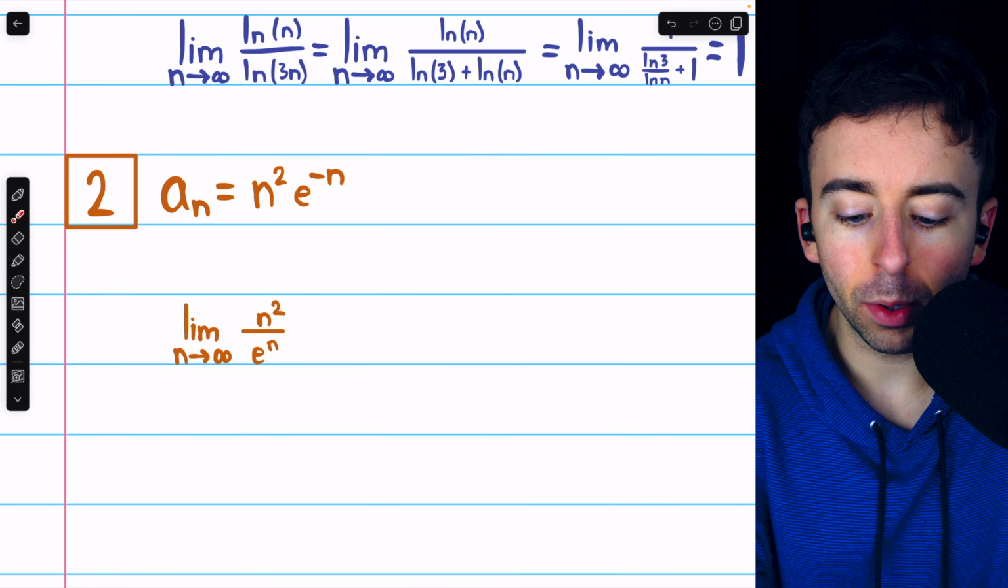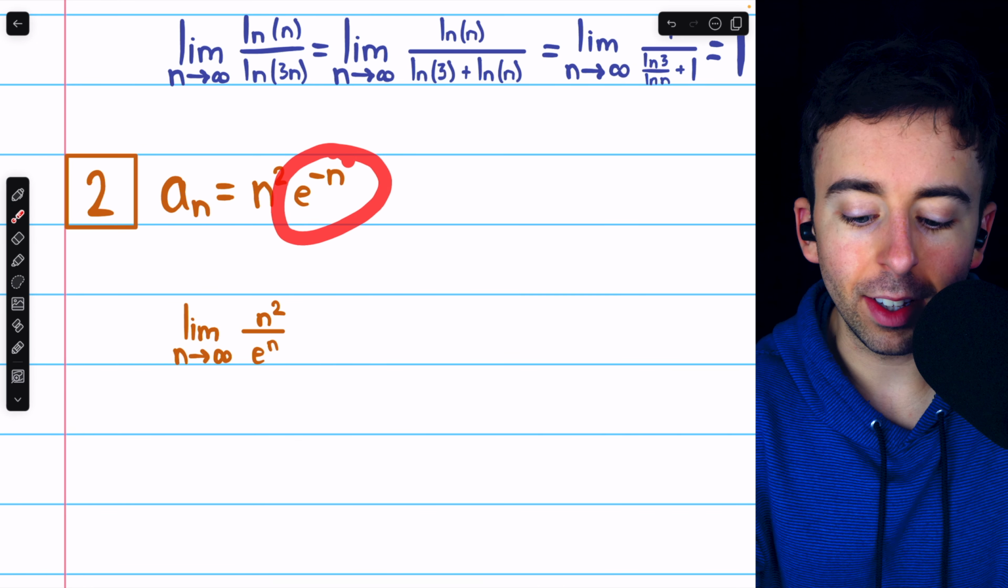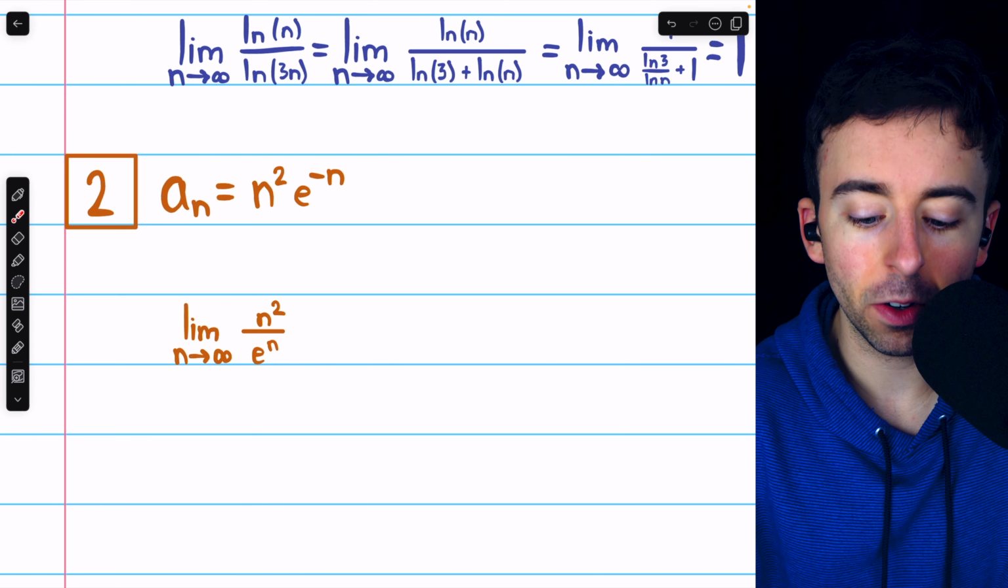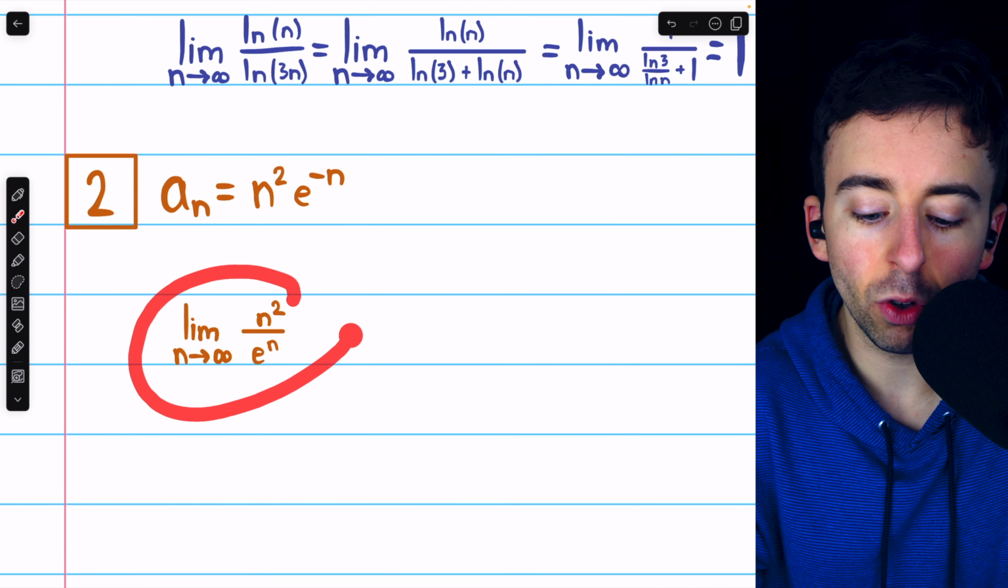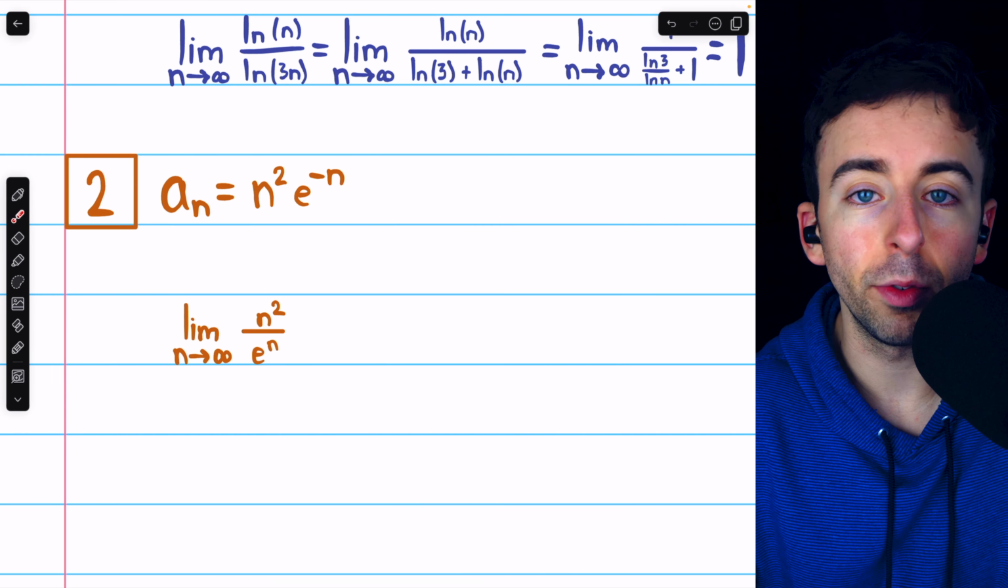In our second example, we're looking at n squared times e to the negative n. We can change this negative exponent to a positive by putting the term in the denominator. So we rewrite it as n squared over e to the n. And we're looking at this limit as n goes to infinity.